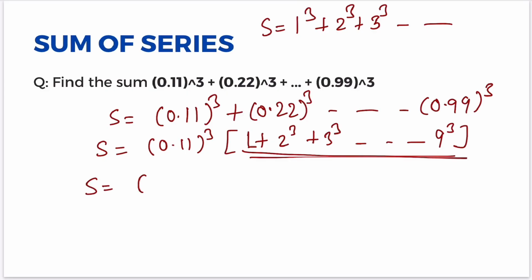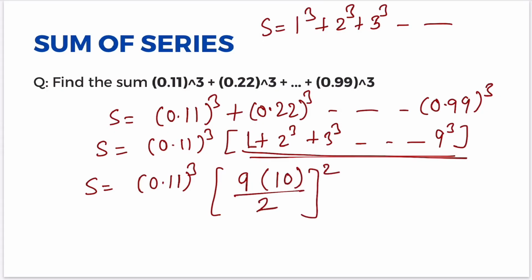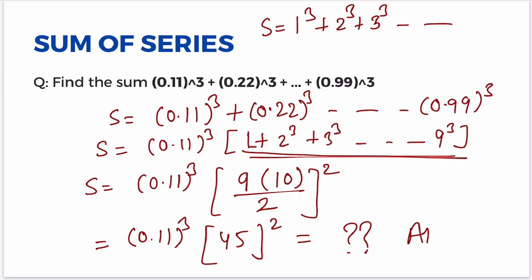So to solve this you can have 0.11 cube. Remember the formula, n, that is 9, because the terms are 9, n plus 1, that is 9 plus 1, 10, divided by 2 and whole square. So you will have 0.11 cube into 45 square and you will get the answer in such a way. I hope this is clear.